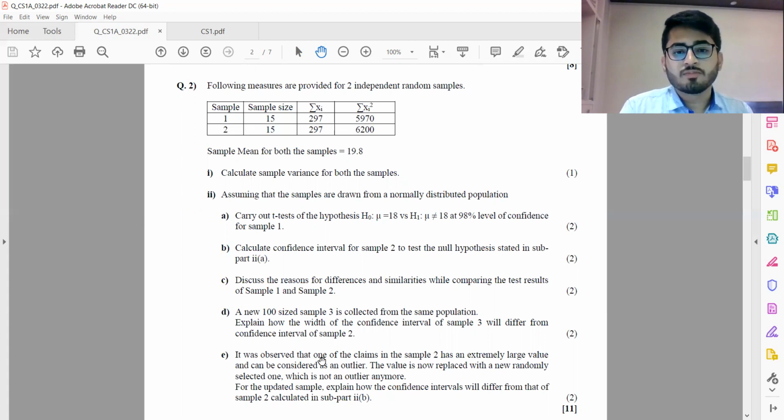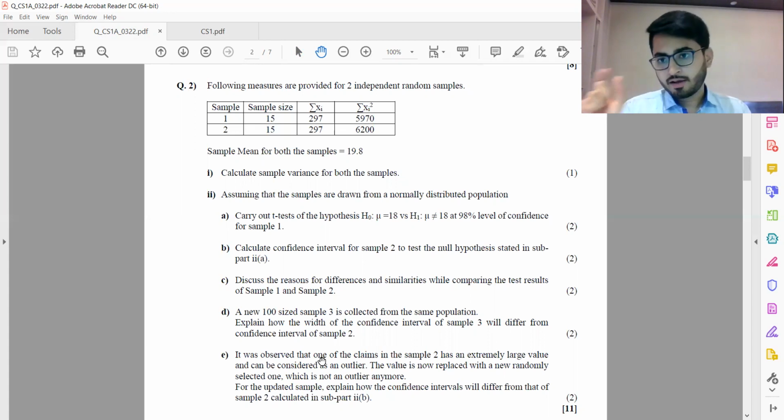In part E, we observe that one single claim in sample 2 had an extremely large value, and this can be considered an outlier. And then we selected a new one randomly, which is not an outlier anymore. How is this going to affect things? First of all, we are replacing a large value by a relatively low value, so the sample mean will decrease. This will shift the confidence interval towards the left side. Not talking about width, just a shift towards the left.